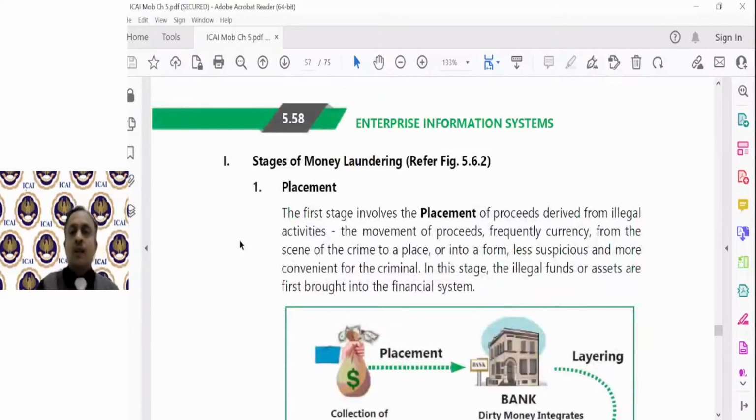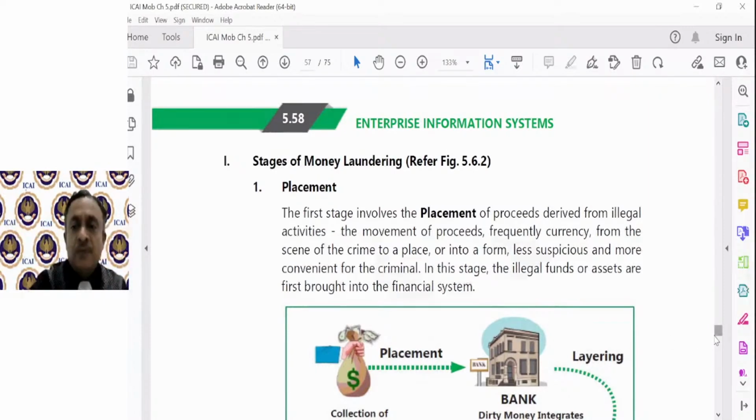So there are stages of money laundering: placement, layering, and integration. Let us take them one by one. The first stage involves placement of proceeds derived from illegal activity. Let us take this as an example: the illegal activity is a bank robbery. The movement of proceeds, frequently currency, from the scene of crime to a place or into a form less suspicious and more convenient for the criminal.